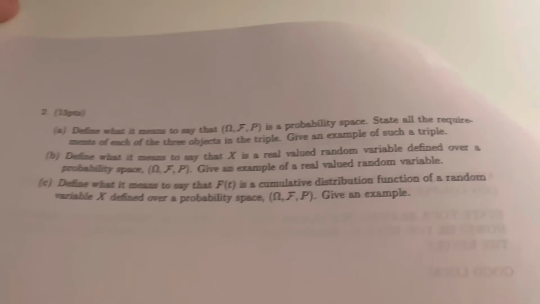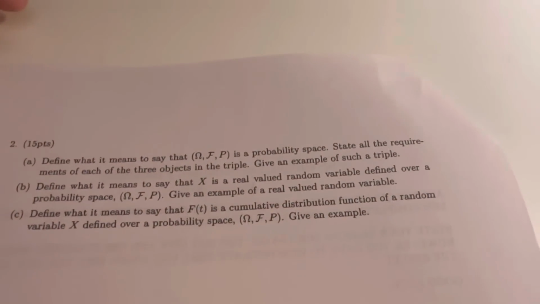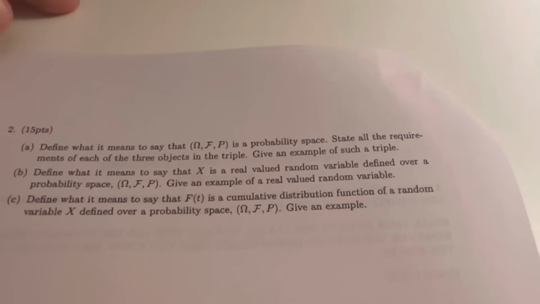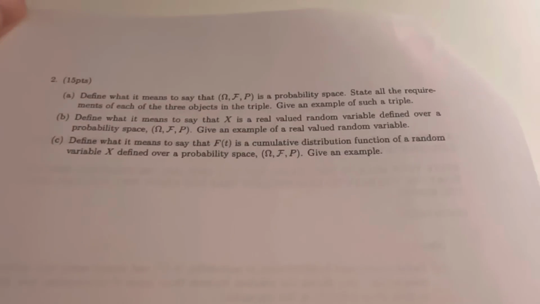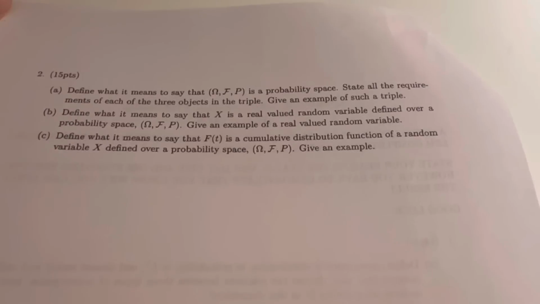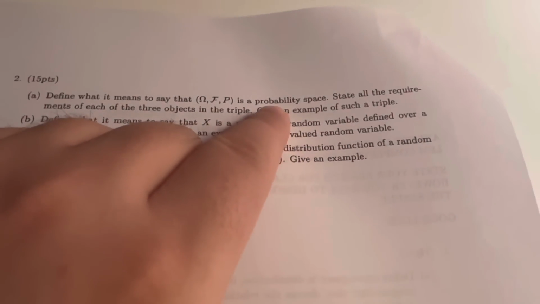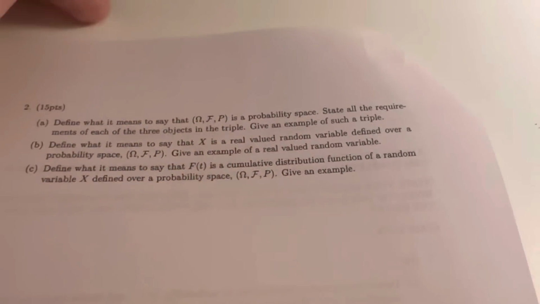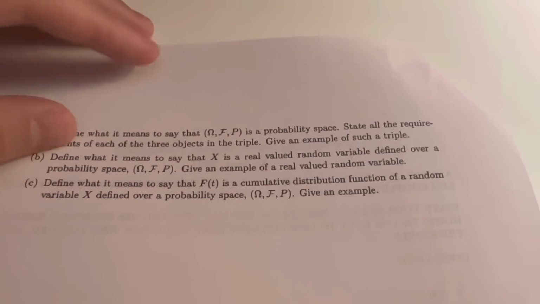I don't know how many times I've written down the definition of measure at this point. It's a lot. State all the requirements of each of the three triples. Give an example. Okay, so the example I gave in the last problem would probably be sufficient. Although it does say probability space, so you have to include the requirement that P of omega is equal to 1. Because that would be a probability space.